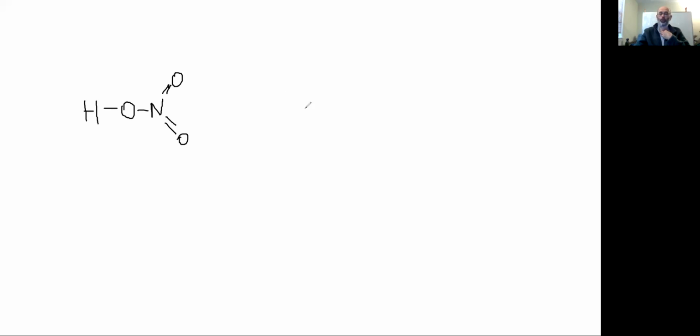And when we dissolve it in water, that's a liquid, by the way. When we take this liquid and mix it with water, we do observe hydrogen cation and nitrate anion. However, in addition to that, we still see this molecule. So this molecule is at equilibrium with the ions. So there is an equilibrium.